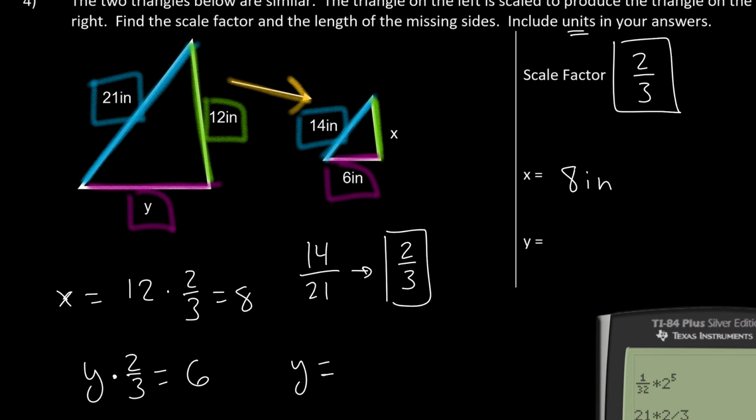Think about it. If you multiply by 3 and then divide by 2, you're multiplying by 3/2. So both sides times 3/2 is going to give me 3/2 times 6. Half of 6 is 3. 3 times 3 is 9. This should be 9 inches. So that is the dimension of y.